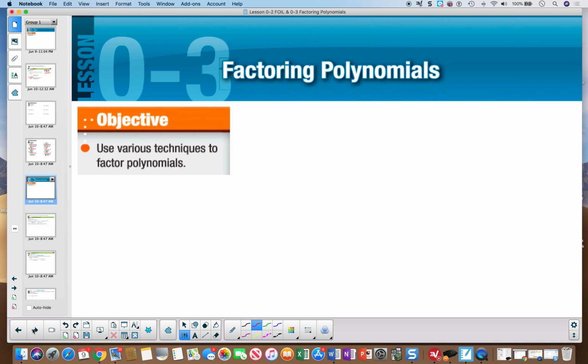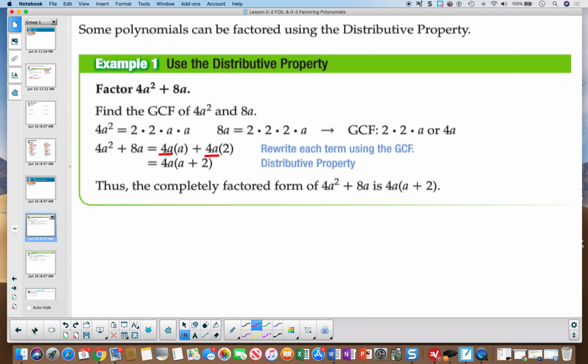Let's take a look at our next lesson, 0-3, factoring polynomials. Okay, let's first discuss the distributive property. And when we have an expression like this with two terms, if there's a GCF, a greatest common factor, then we need to remove it first.